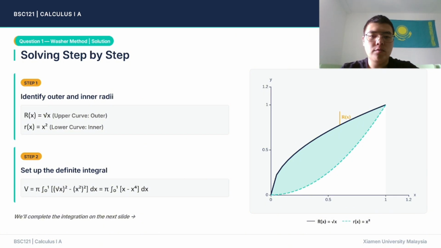In step 2, we set up our definite integral. We substitute our values into the general formula, giving us V equals pi times the integral from 0 to 1 of (root of x) squared minus (x squared) squared dx, which is x to the 4th. This simplifies nicely to pi times the integral from 0 to 1 of x minus x to the 4th dx. We will now complete the integration.